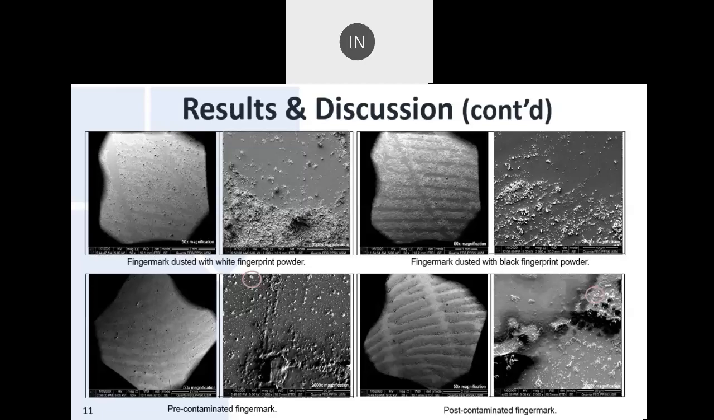For the post-contamination, the finger marks had pushed the methamphetamine salt, causing the accumulation of the salt at the outer region of the ridge area, while no such thing had occurred during pre-contamination. And the crystal structure of the methamphetamine salt could also be seen at 2000 times magnification, as you can see in the circle.